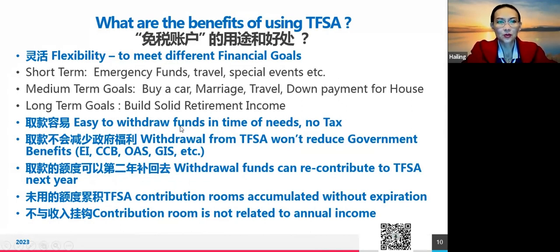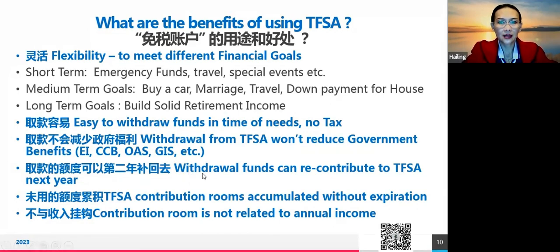It's very easy to withdraw funds in times of need because whenever you take the money out, there's no tax on that money. And also, as we mentioned earlier, withdrawal from a tax-free saving account wouldn't reduce government benefits. Some examples are unemployment insurance, childcare benefit, old age security, and guaranteed income supplement when you retire.